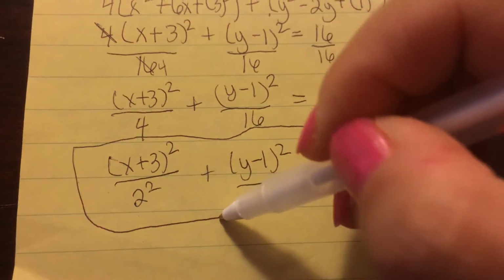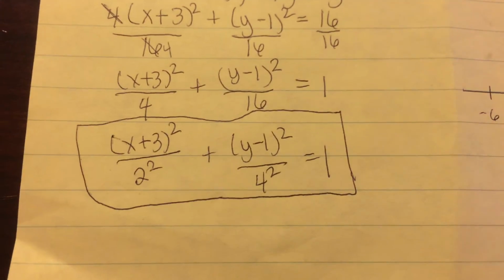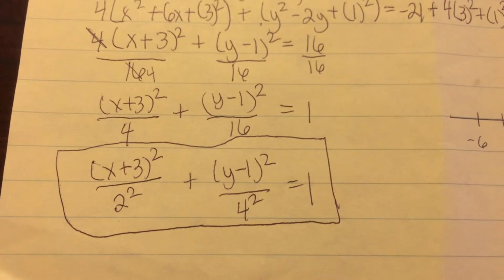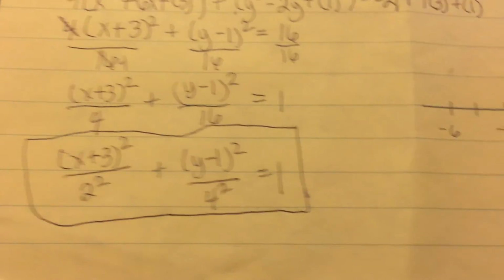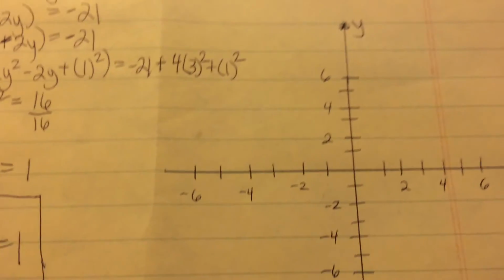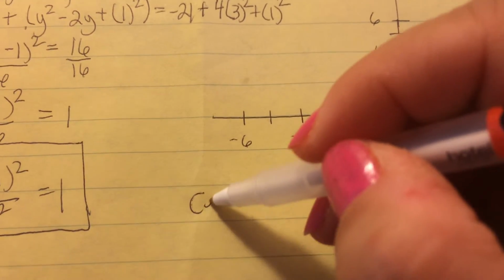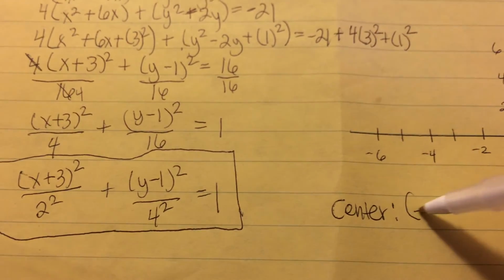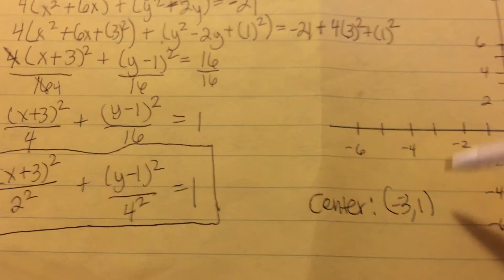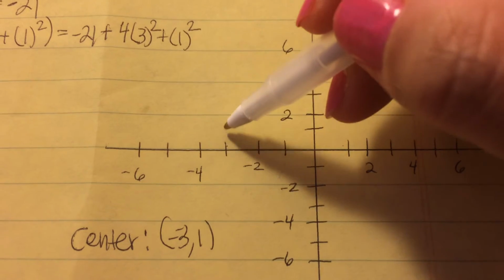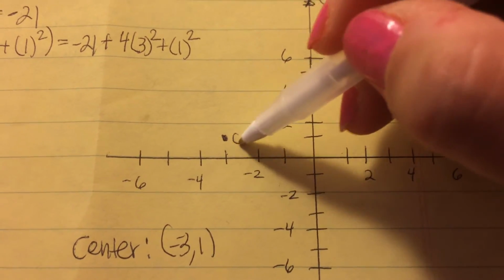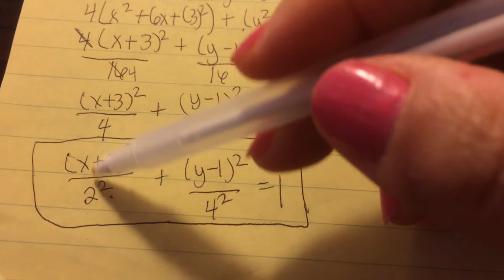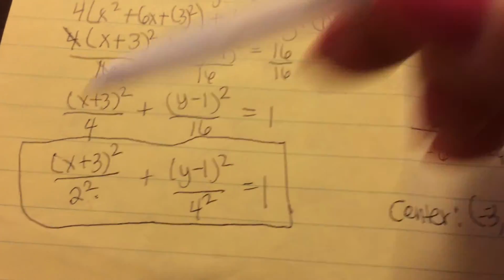So once I get here, now I'm ready to draw the graph out. The center of this is the opposite, so we have negative 3, positive 1. So center, oh, I didn't set this one up. Okay, so center is negative 3, positive 1. So there's my center. And then from the center, I'm going to go 2 spaces to the left and 2 spaces to the right because that's on the x-axis right here.